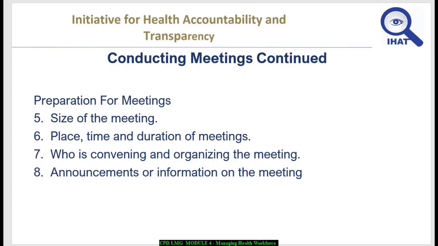The size of the meeting should be noted. Ideally, meetings should not be too large because they become difficult to manage. The place, time, and duration of the meetings should be made clear, and it should be clear who is convening and organizing the meeting. And there should be announcements or information on the meeting that is widely circulated to those that are invited.